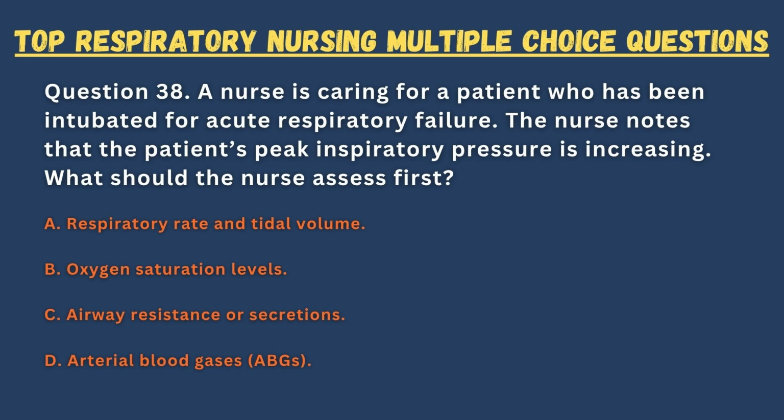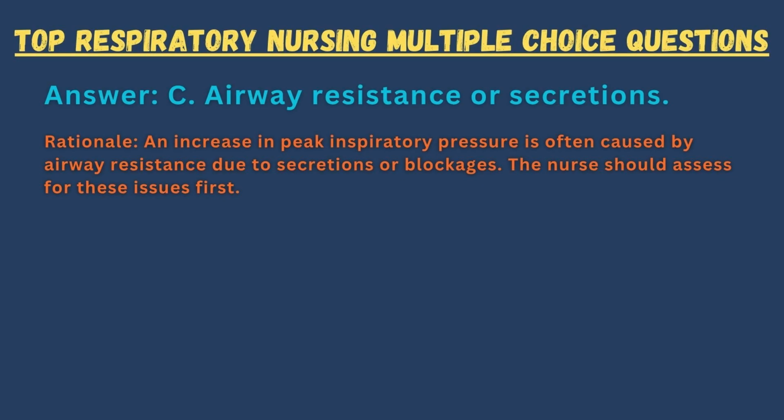Question 38. A nurse is caring for a patient who has been intubated for acute respiratory failure. The nurse notes that the patient's peak inspiratory pressure is increasing. What should the nurse assess first? A. Respiratory rate and tidal volume. B. Oxygen saturation levels. C. Airway resistance or secretions. D. Arterial blood gases, ABGs. Answer: C.